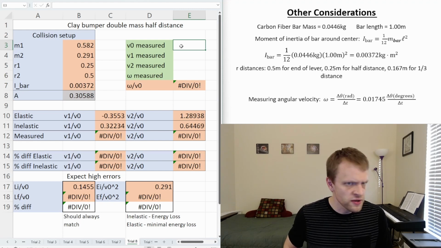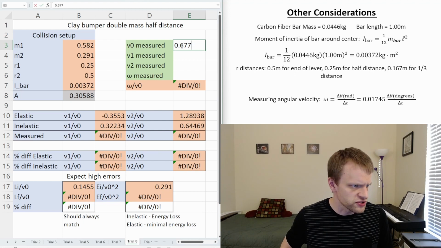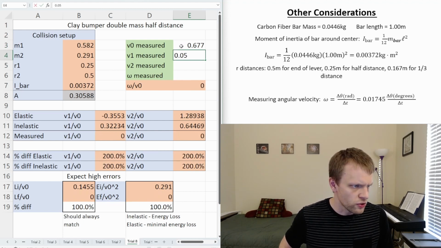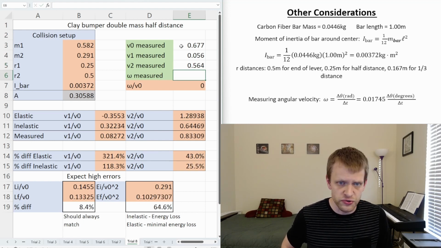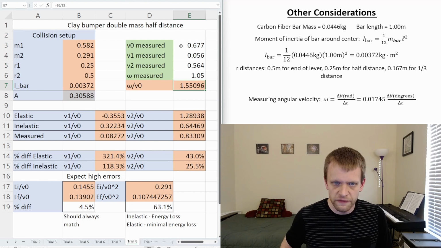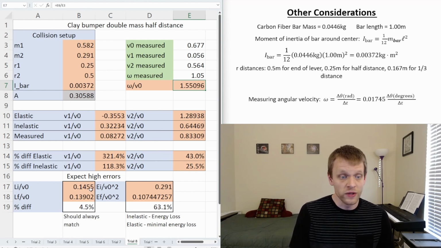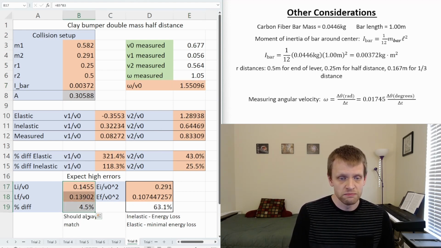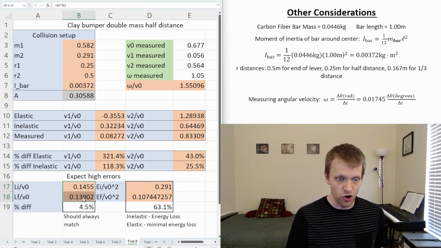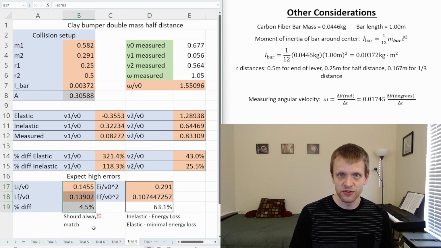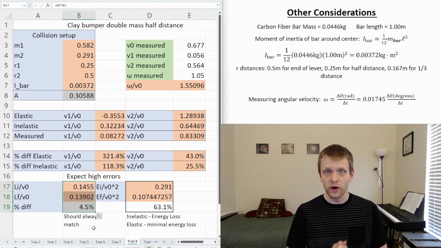So for trial 8, it was also clay, so the initial velocity before the collision was 0.677. Velocity of cart 1 after was 0.056. Velocity of cart 2 was 0.564 meters per second. And the angular velocity, this one was going a little bit faster afterwards. Once again, angular momentum being conserved. But in this case, we're getting more energy loss because we're using those clay bumpers. But in all of these cases, we should expect conservation of angular momentum. So far, all this data is looking good. But let's go on to the next set of trials.